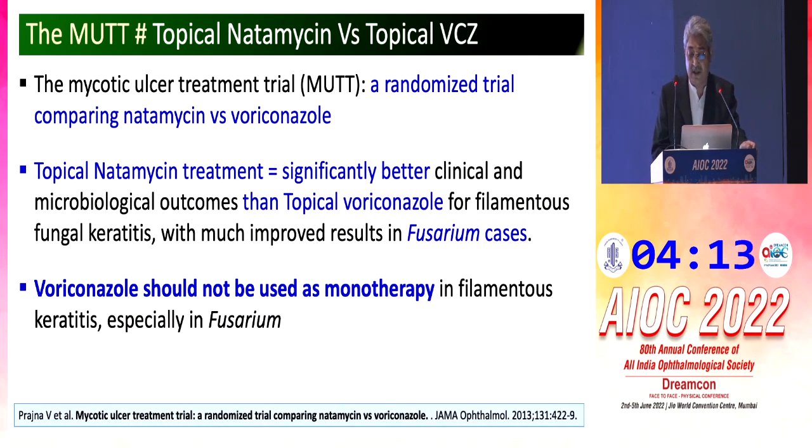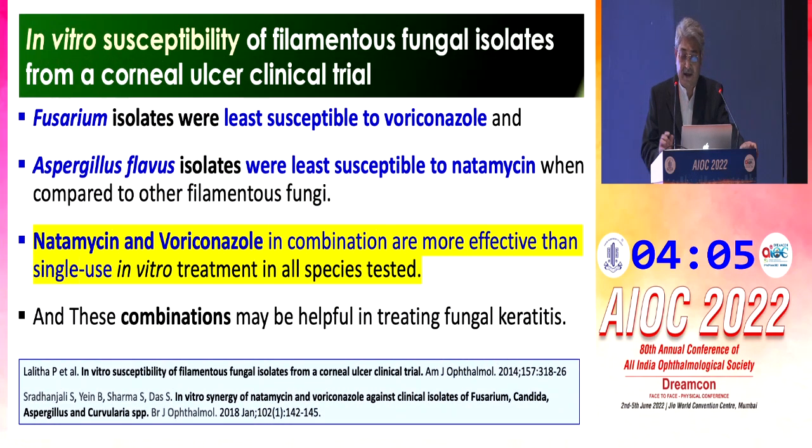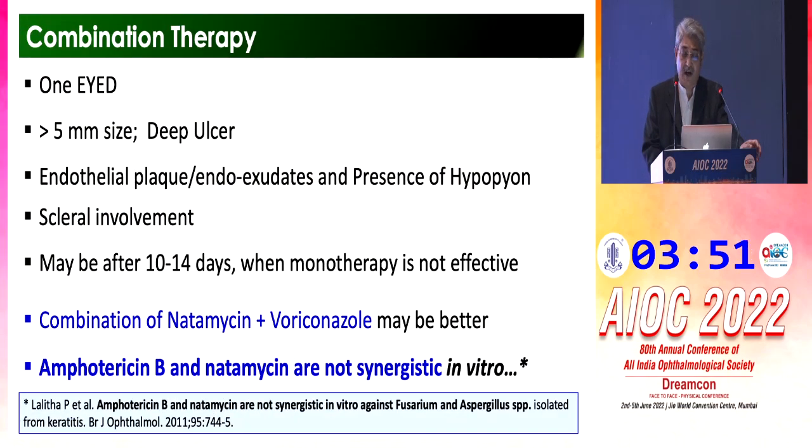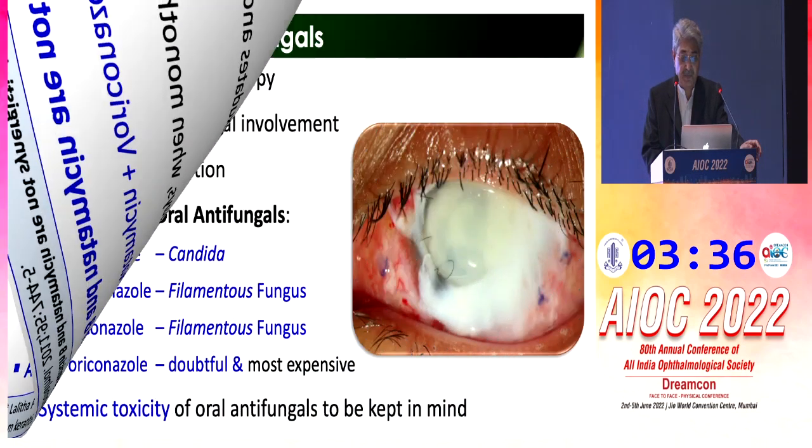The MAT trial has shown that voriconazole should not be used as a monotherapy, so that has been proved. Again, the in vitro studies showed that natamycin and voriconazole in combination are a little bit more effective in Fusarium species, but not in vivo. Combination therapy for a large ulcer, more than 5 millimeter, endothelial plaque, scleral involvement, maybe after 10 to 14 days when you think that it is not effective. But amphotericin B and natamycin are not synergistic in vitro.